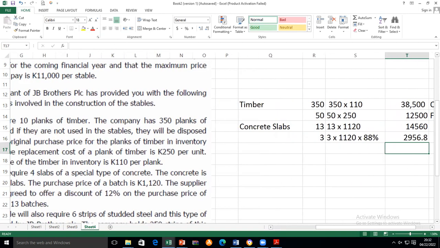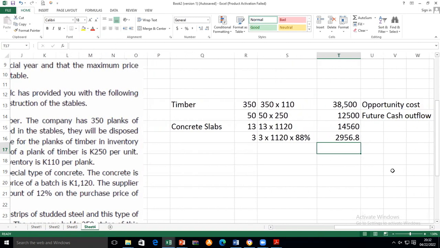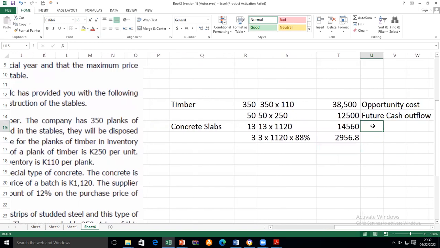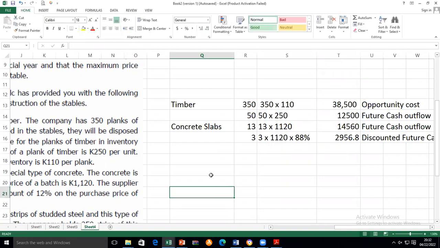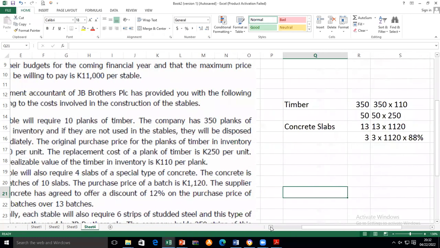Let's go to the next one. So why are we including this? It's a future cash outflow. Why are we including this? Discounted. Discounted future cash outflow. Okay. Let's go to the next one.